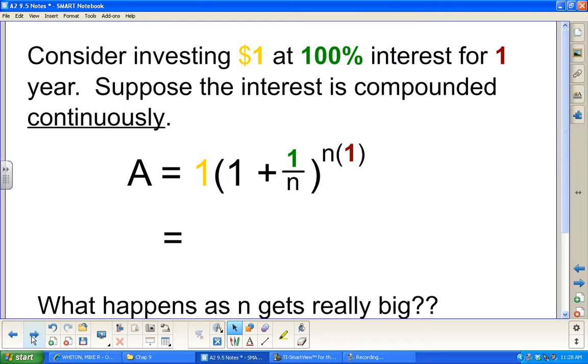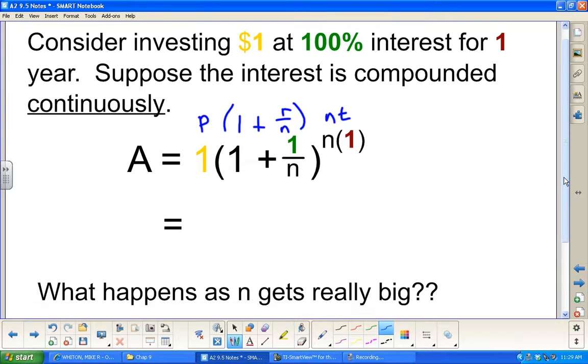So the same kind of formula. The yellow, you can see, was what we were calling P before. That's the principal. 1 plus R over N to the NT. And again, we were saying the rate was 100%, so that's why R is 1. And what I'm asking is, if we do this continuously, what N value should we use here?